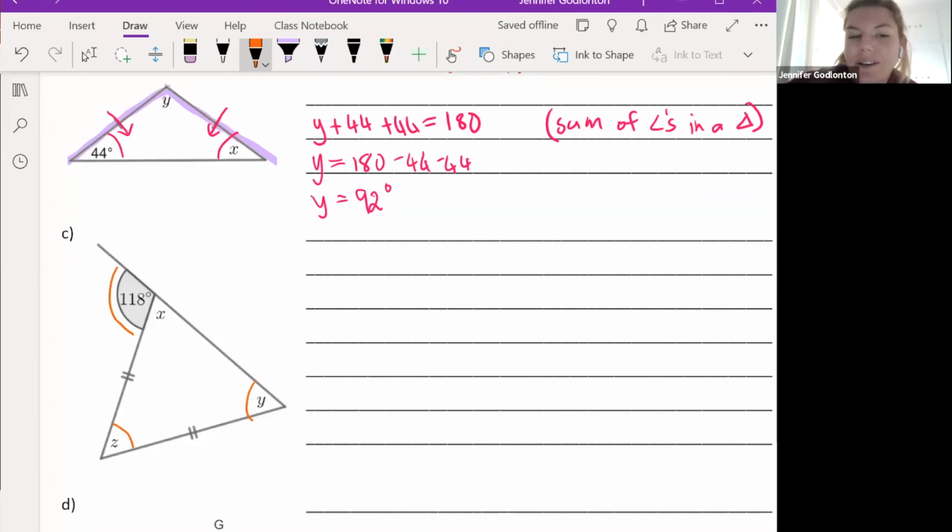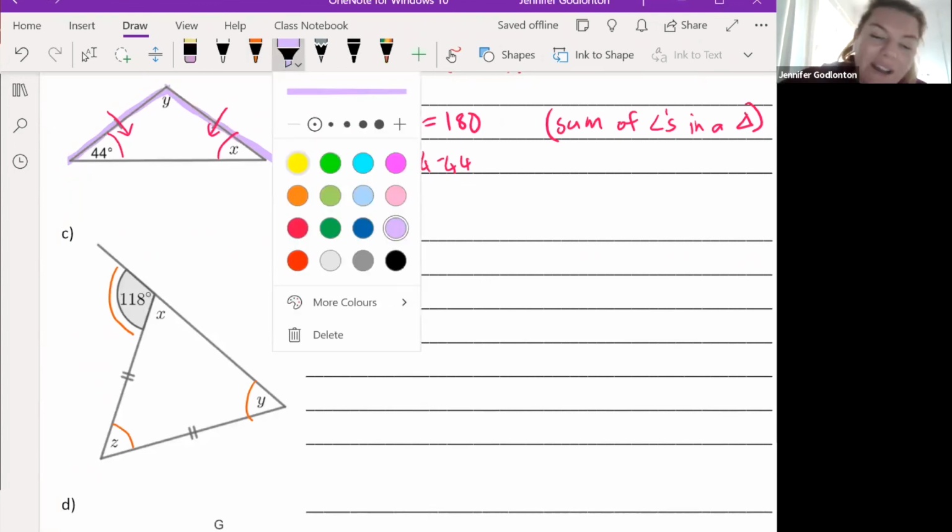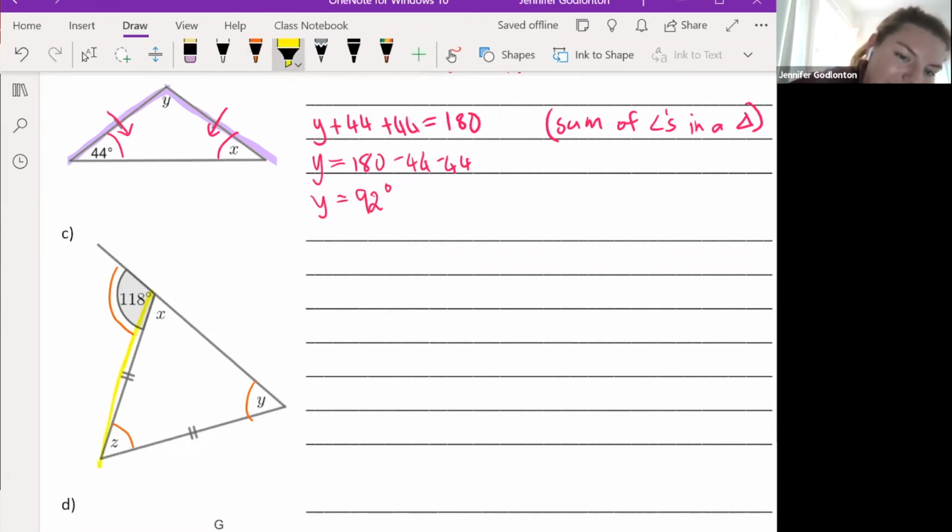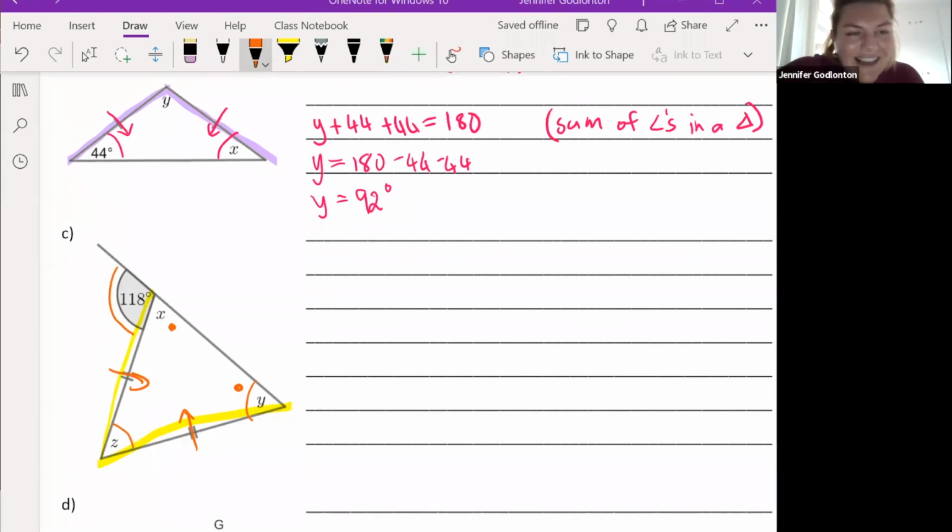The reason we're not going to divide it by 2 is because z and y are not equal to each other. If we have a look at the triangle, this side and this side are equal, which means that this angle and this angle are equal. Oh, yes. Does that make sense? Okay. Guys, I'm going to talk you through this one a little bit, just because it's a little bit tricky and because we're running out of time.